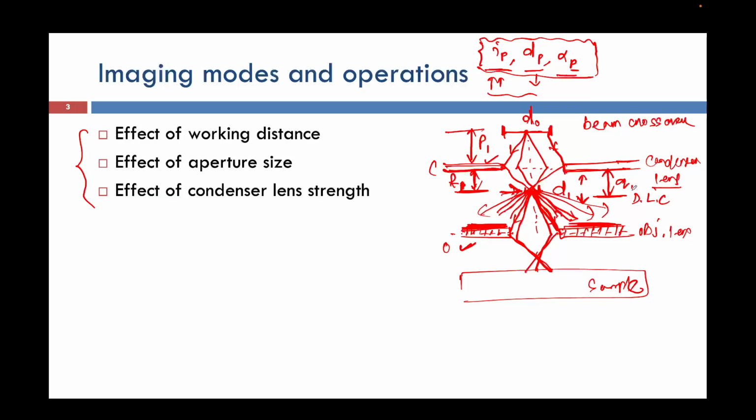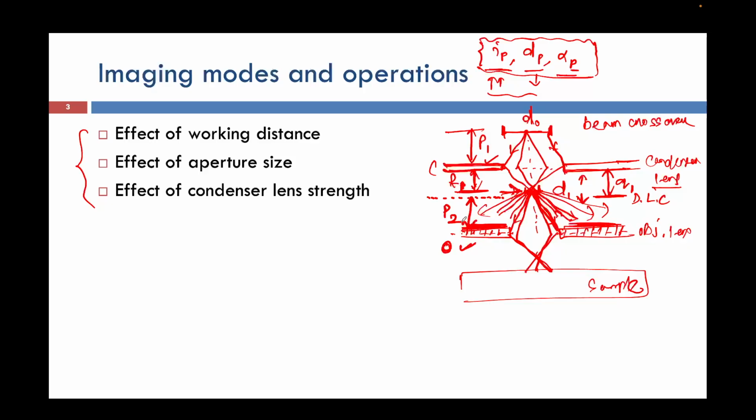So this distance I am taking as q1. Now from q1, let's say the image is formed in the q1 plane, in this plane. This image, which has been formed by the condenser lens, will now act as an object for this objective lens. From there, I will have the next object distance.